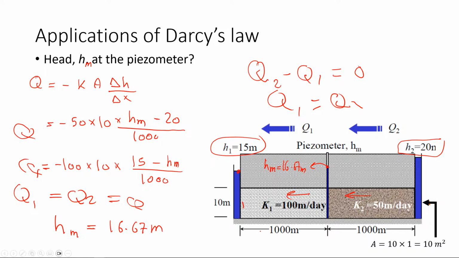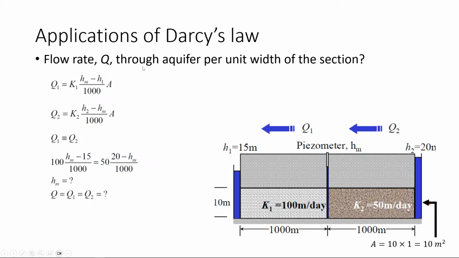Now I'm telling you to calculate Q. Now Q is easy. How to calculate Q? You can just substitute this HM in this equation here or in this equation here. If you substitute this here, you get something negative. The negative will cancel with the negative, and then you will get your Q.